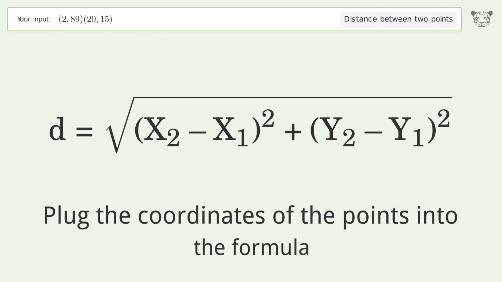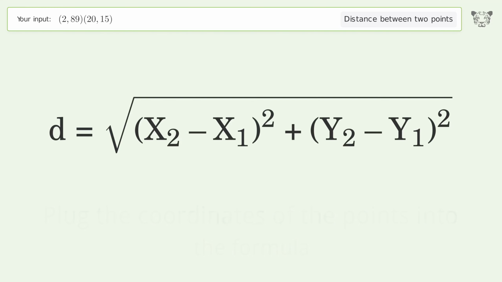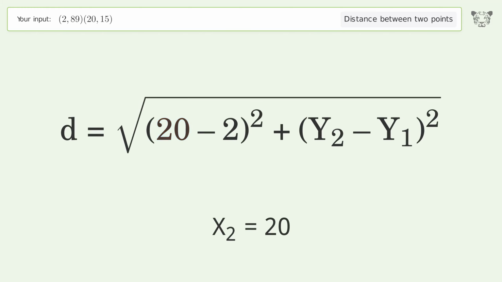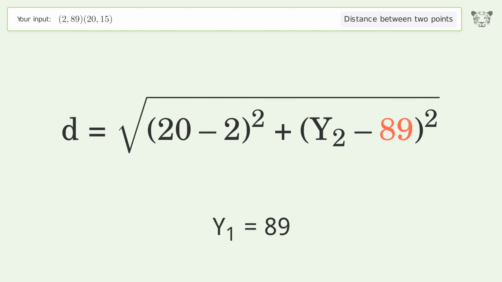Plug the coordinates of the points into the formula. x1 equals 2. x2 equals 20. y1 equals 89. y2 equals 15.